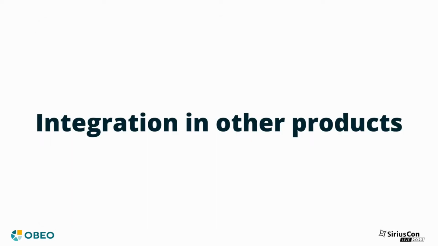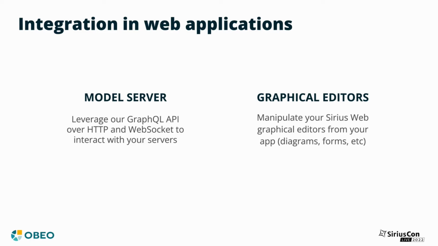You can also integrate Sirius Web inside of other products. So what do we have in mind when we talk about integration? You can integrate the Sirius Web model servers in other applications. You can consume HTTP, WebSocket API in front-end or back-end code in your application. You can also integrate any graphical representation provided by Sirius Web in your application, diagrams, forms, and so on.